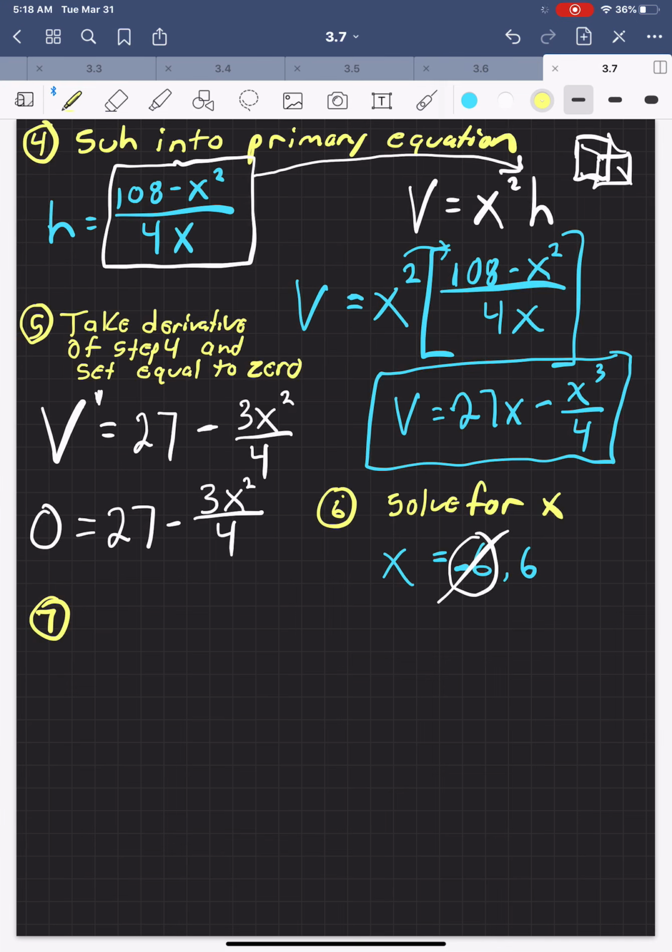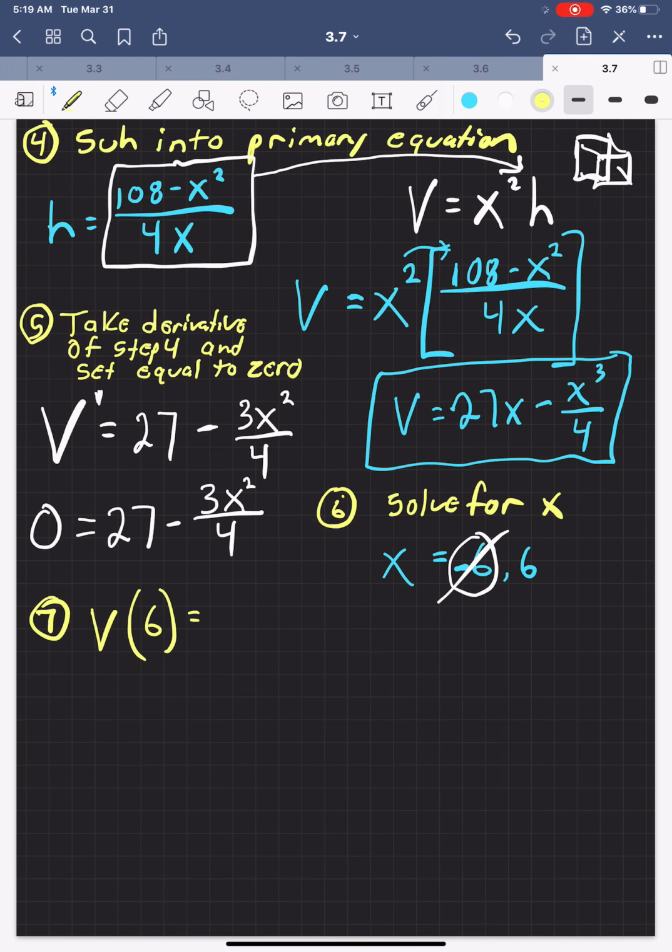Okay, so the last step is going to be to plug in this new x value into our volume formula. So V of 6. After I do this, I will comment on the domain of this as well.